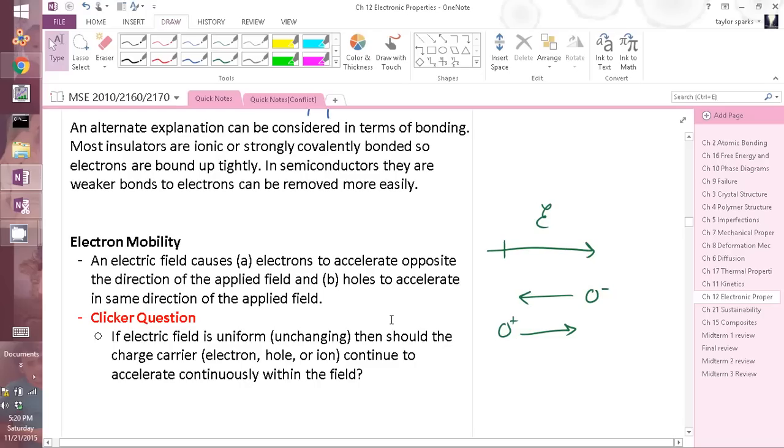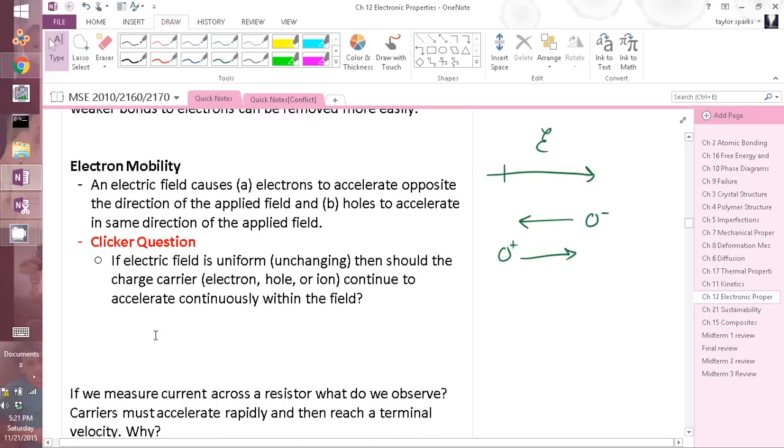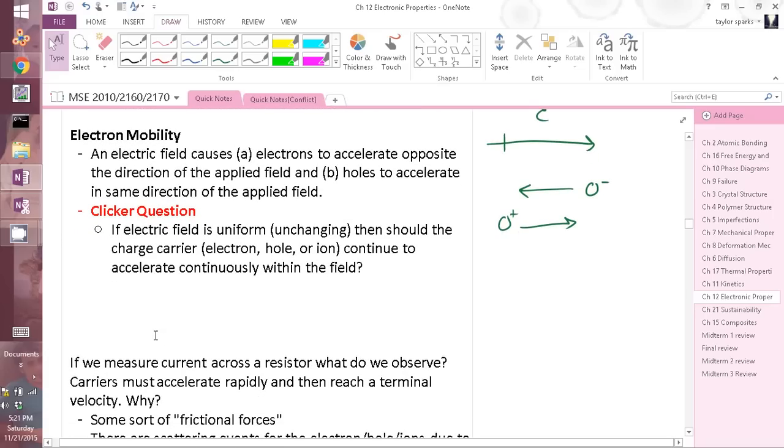So that's sort of a paradox, because if the electric field is uniform, it's not changing across that entire sample. Shouldn't the charge carriers, be they electrons, holes, or ions, just continue to accelerate continuously all the way across this material? And if they're accelerating continuously all the way across it, shouldn't the conductivity approach infinity if I had a big enough sample that I put the electric field across? Obviously they do not. Voltage is finite, and so that's not the case. So what's the reason for this?